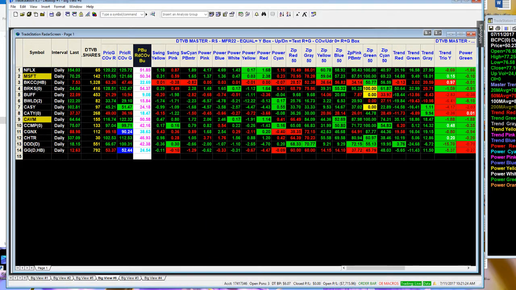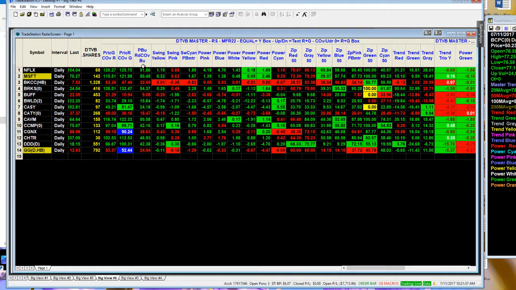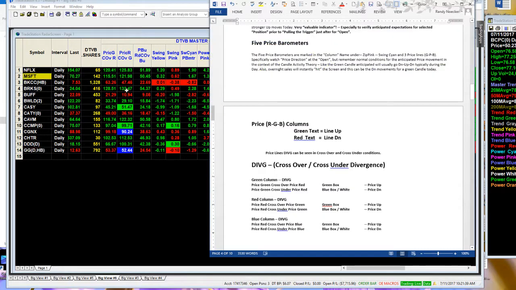And in your blue box, as shown on the header, it's a red crossover blue or a red cross under blue. And so in each case, a green box that you may see in the price green, red, or blue columns is a crossover or price up. And when it's in a blue with white text, it is a cross under box or divergent condition.